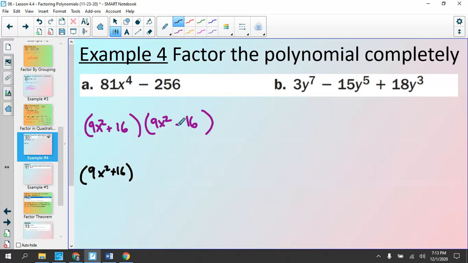But then I'm seeing this difference of a perfect square again. This one's got another round that we got to hit. So the square root of 9x squared is 3x, and the square root of 16 is 4. 3x and 4, plus minus. So yeah, very similar to the one we just looked at.